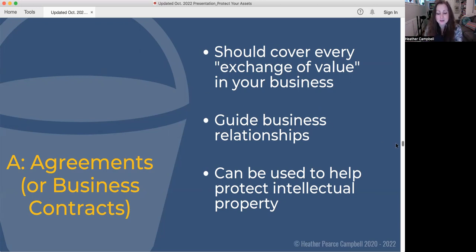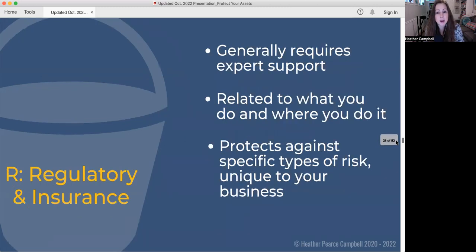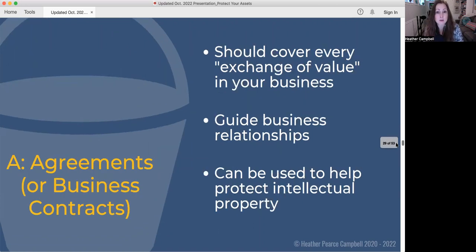But back to the analogy of the foundation, the piece of machinery, right? Contracts really protecting that machinery. This bucket, regulatory and insurance, is like a layer of padding around the whole thing. It really is additional peace of mind when you've taken care of that stuff.